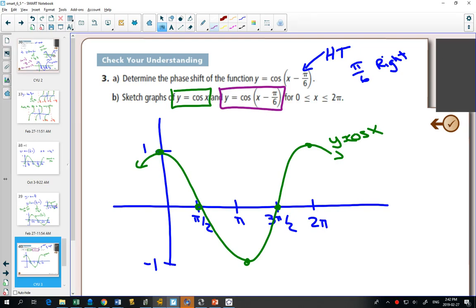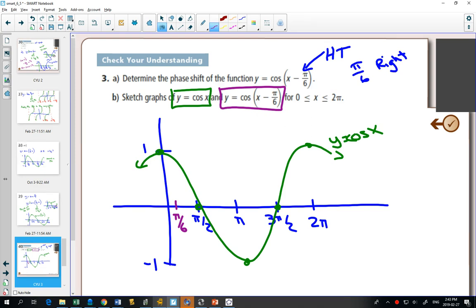Now, if we wanted to shift it pi over 6 to the right, we have to determine where on this grid is pi over 6. Pi over 6 is 30 degrees. Pi over 2 is 90 degrees. So maybe you think in degrees. And so we're going to want to shift everything that much over to the right.